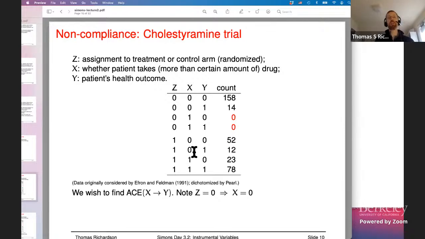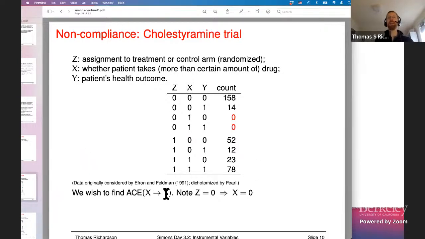the basic point is that not everyone that was asked to take the treatment ended up taking it. So I have to give a caveat here, which is that compliance was actually measured as a continuous variable. It was dichotomized by Pearl. I'm not necessarily arguing that that's justified, but it's useful to just have a simple data set to think about. There are other examples I can give you where compliance definitely is binary. We may even get to one of those.